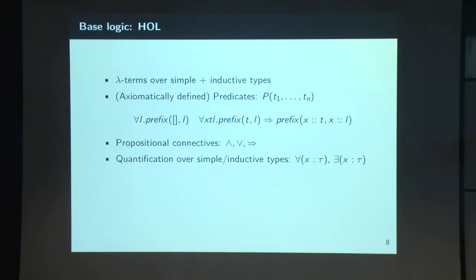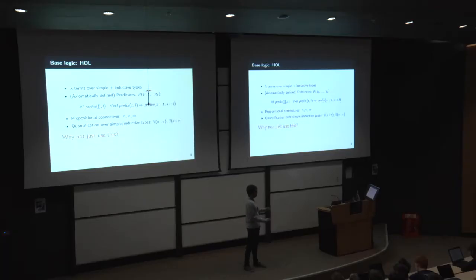So for instance, you can define the prefix predicate saying an empty list is a prefix of any list. And if t is a prefix of l, then if you add the same element to both, they are still prefixes. And then you combine this using propositional connectives and quantification over these simple and inductive types, but not over predicates. So you might be asking yourselves, why not just prove relational properties in this directly?